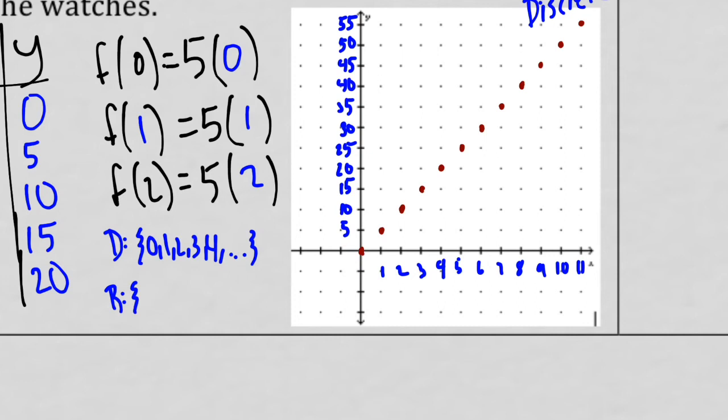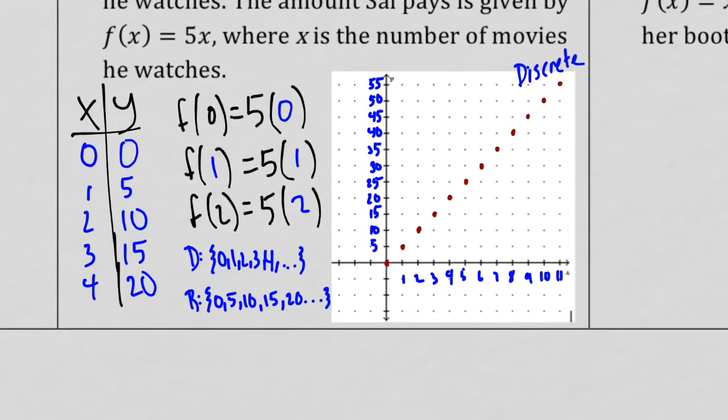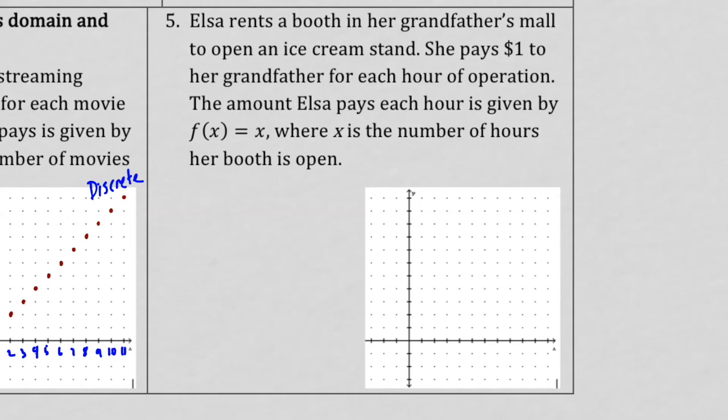So the outputs could be 0 also, 5, 10, 15, 20, and so on. Multiples of 5, basically. So starting with 0, 5, 10, 15, 20, etc. Keep going that way. No negatives and no numbers between 0 and 5. Only multiples of 5, basically. That's the domain. That's the range. Okay, let's do it again.